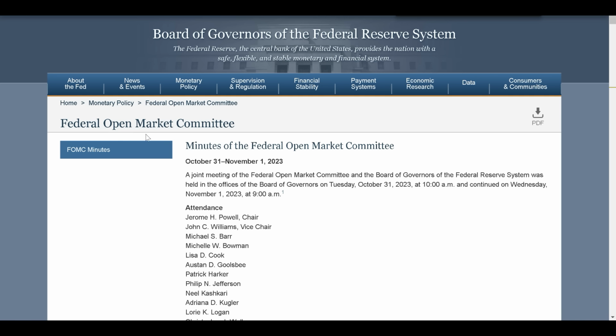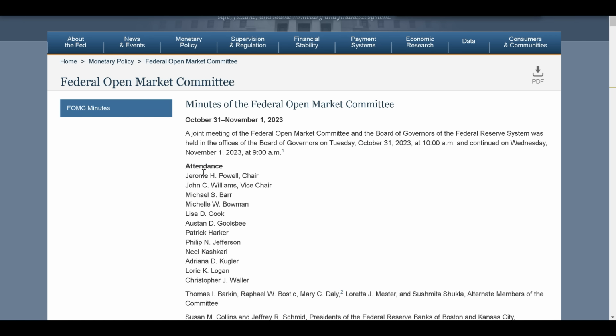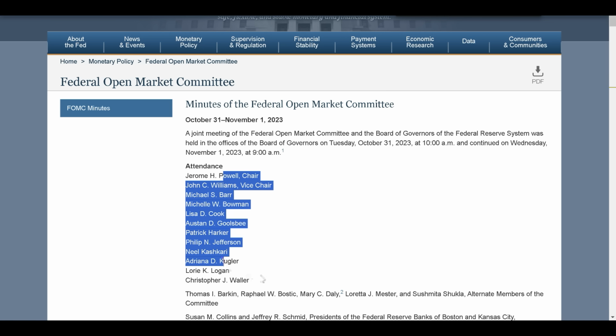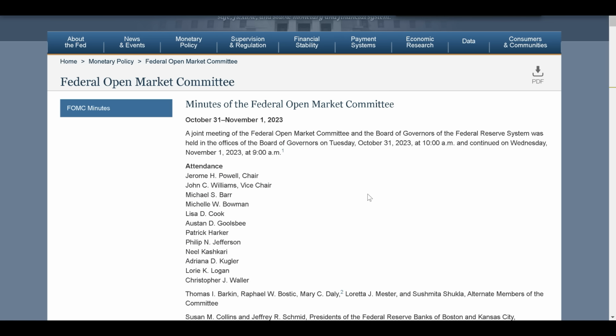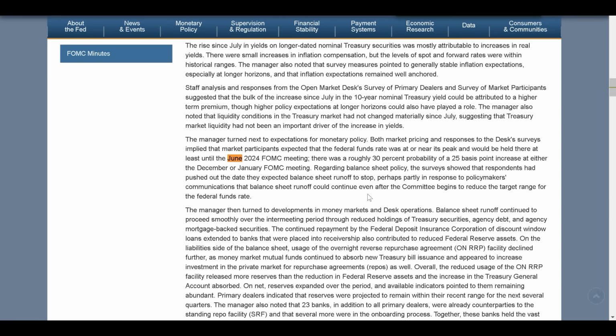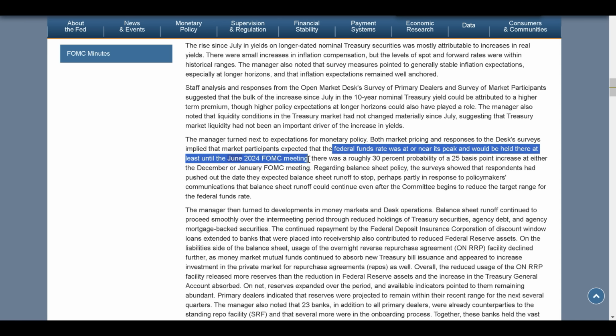Now let me show you the same through this document. This is the Federal Reserve website. You can visit the website, and there you will find the FOMC minutes of the meetings. This is the Board of Governors of the Federal Reserve System website, and the attendance lists the Fed chair and all other FOMC members. Now the first point that I've discussed here was that the federal funds rate was at or near its peak and would be held there at least until the June 2024 FOMC meeting.